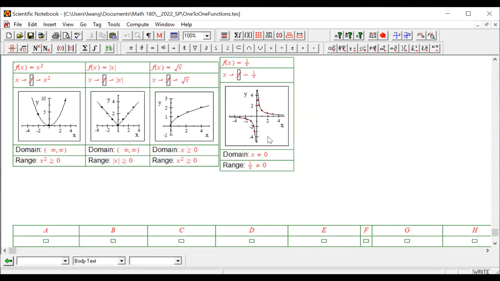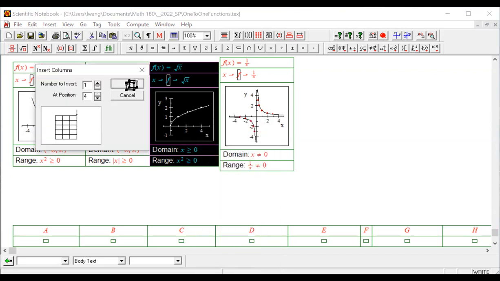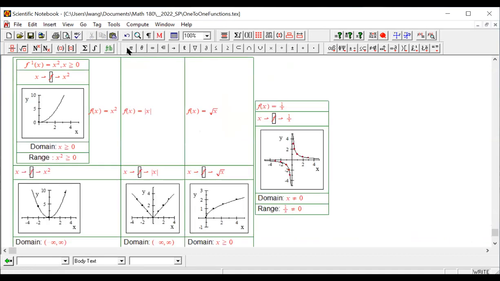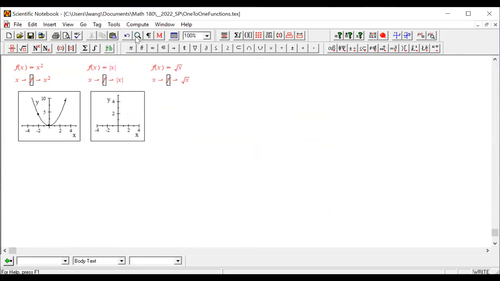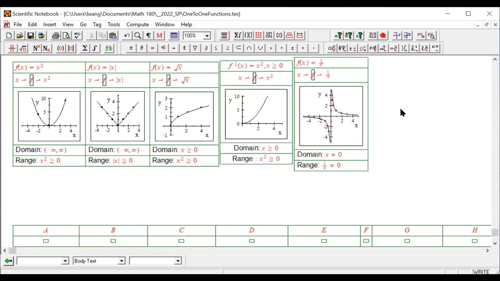Wait. What am I doing? Insert a column. And then I put it here. Let me save it. And like that. Huh. Doesn't do a good job for me. Okay, never mind. I'm not going to do it then. Inverse to each other. And this guy, the inverse is itself.